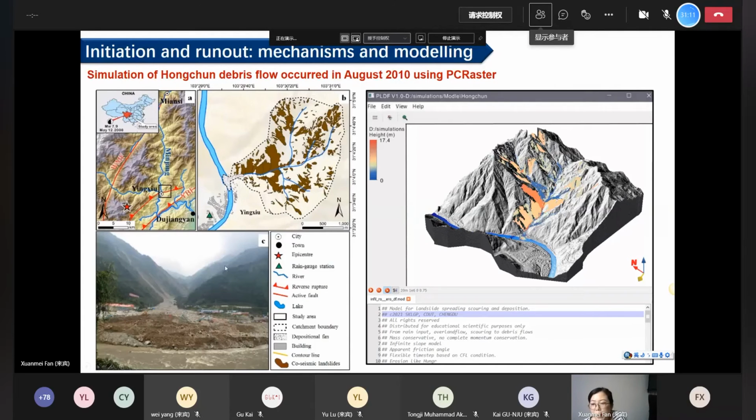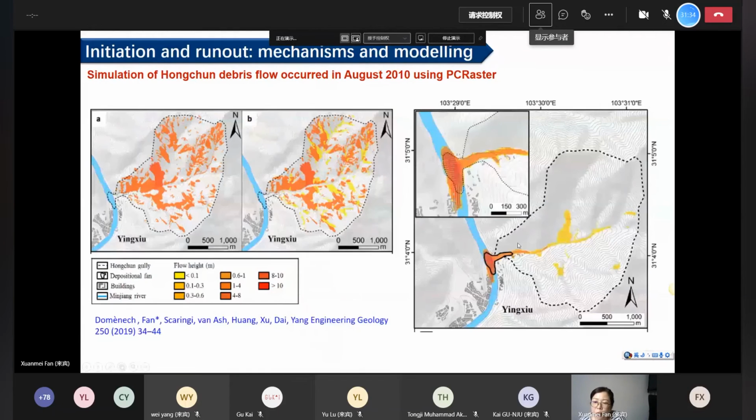And in order to better predict post-seismic debris flow activities, we created a numerical simulation model, as you can see here. It can simulate which parts of the co-seismic landslide deposits can become unstable during heavy rainfall and how they convert into debris flows. So we did this simulation, compared it with real scenarios, and found this model actually has quite good prediction power.